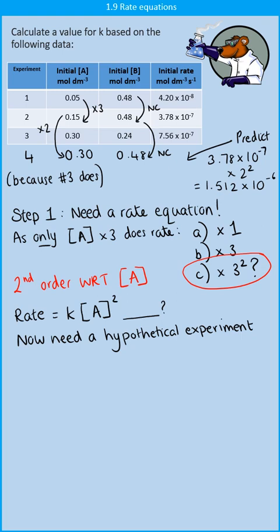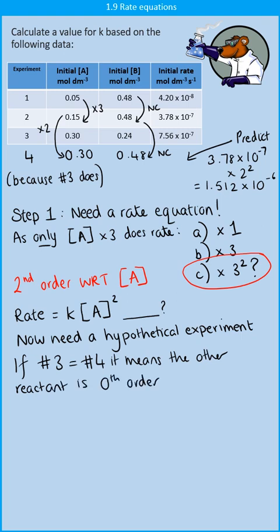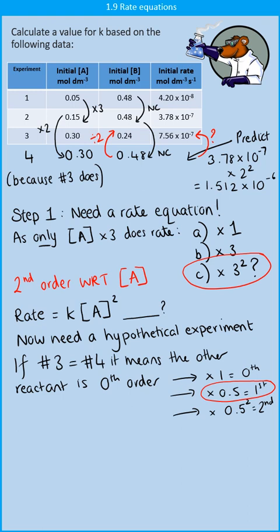So now I can compare this to my third experiment that I haven't actually used yet and figure out whether we're 0th, first or second order with respect to B. If what I just came up with was exactly the same as number 3, it would be 0th order, but it's not. So here I'm actually halving the concentration of B compared to my hypothetical experiment, and what has happened to the rate? Has it stayed the same? Has it also halved? Has it quartered? In this instance, the rate has halved, and therefore we're first order with respect to B.